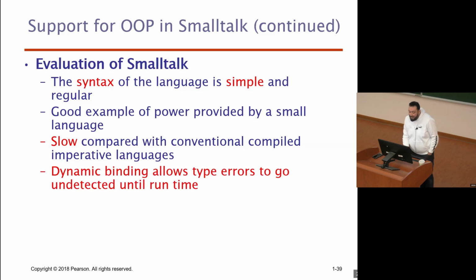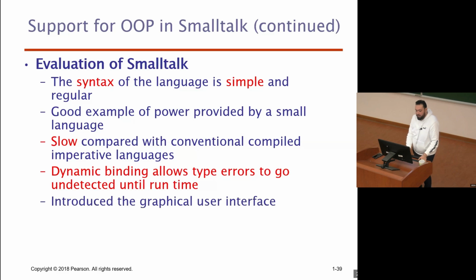Now, dynamic binding allows type errors to go undetected until runtime. Why? Also from previous chapters. Why usually with dynamic binding? The answer is also on this side. Because of the runtime. Usually, if we have a static binding, that means when you compile, you can detect errors. If you have dynamic binding, it has to wait until the runtime. So this is one of the disadvantages.